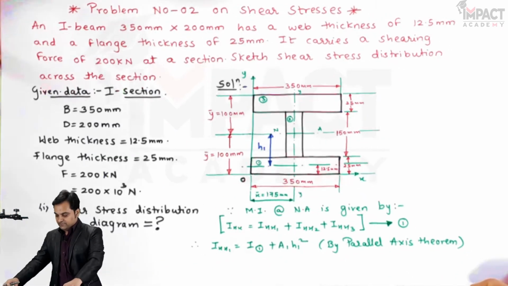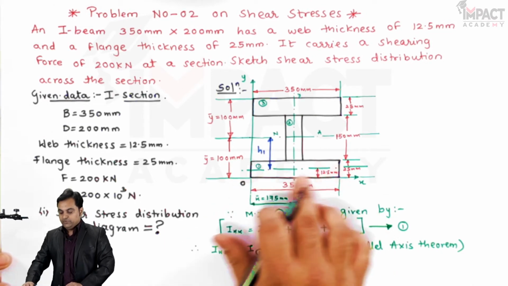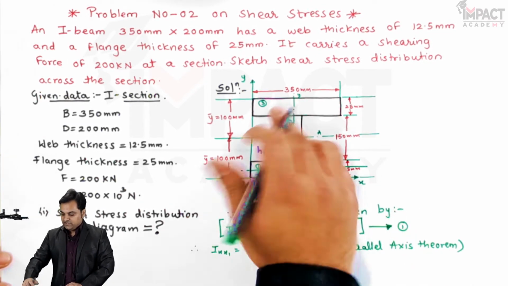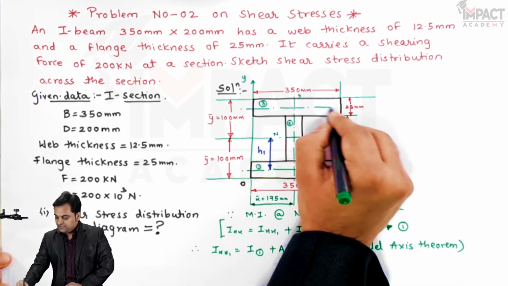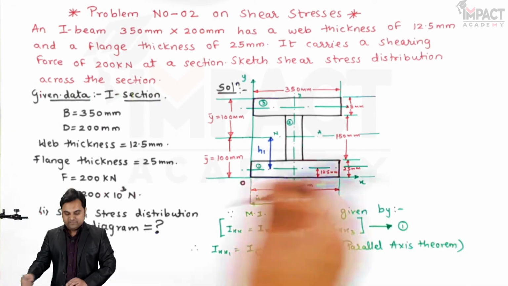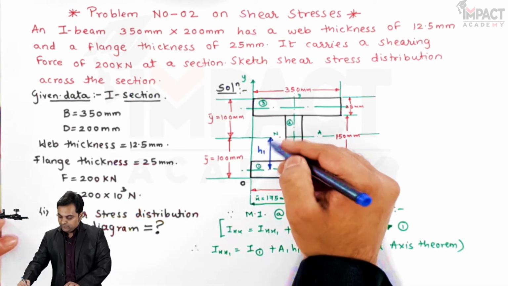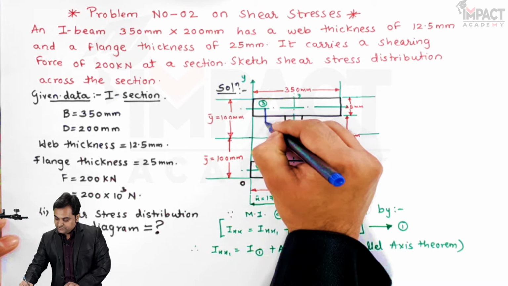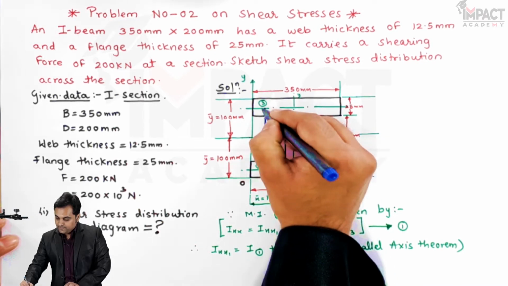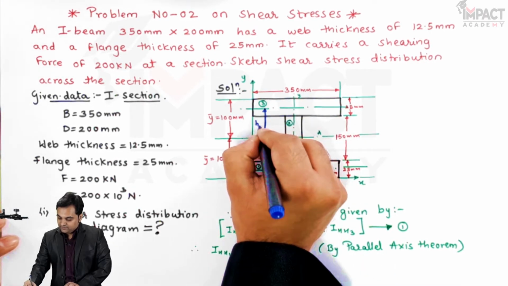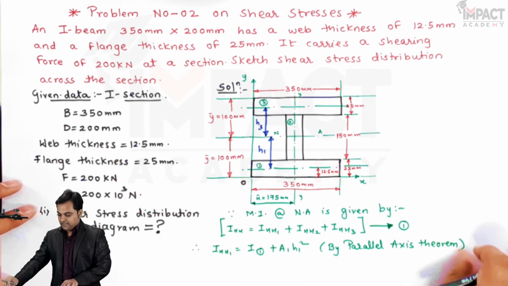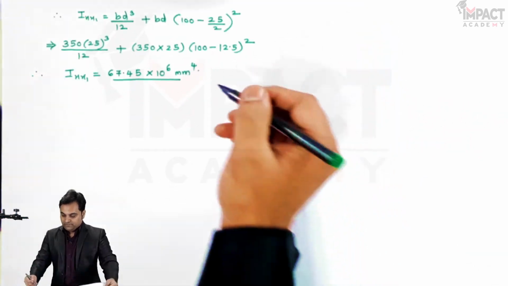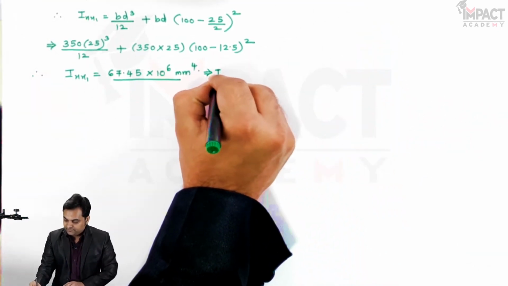Now since here this I section being a symmetric section, whatever the value we are getting for Ixx1, same would be the value for Ixx3 because the top flange and the bottom flange are having the same dimensions. So like I had explained about distance h1, similarly distance h3 is also same, that is between the neutral axis and x-axis for rectangle 3. So I can say here that Ixx1 is equal to Ixx3.